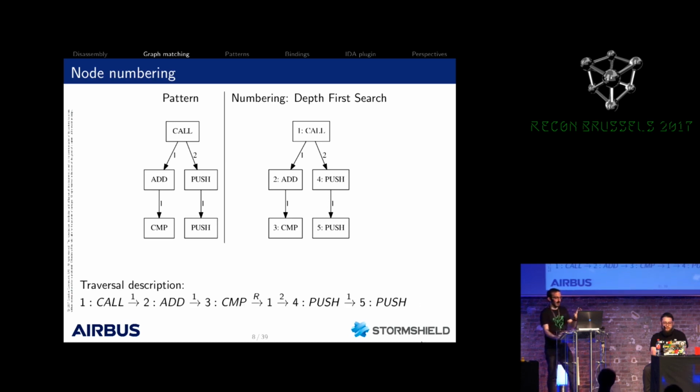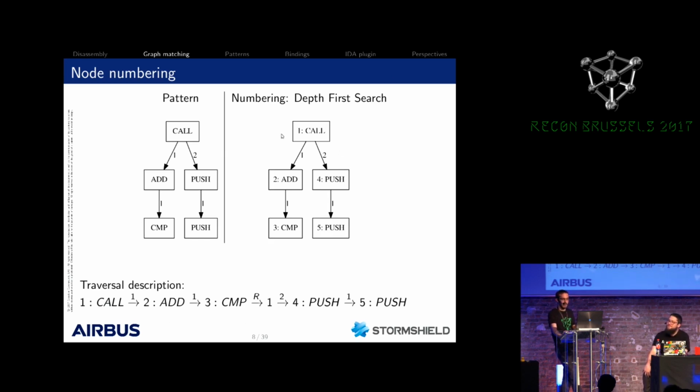So it's equivalent to the pattern, and that means, okay, I'm looking for a graph which has as a first node a call, then it has a first child. If you take it, you get to an add. Then I take again the first child. If you take it, you get to a compare. Then you go back to the node numbered 1, which was the call.